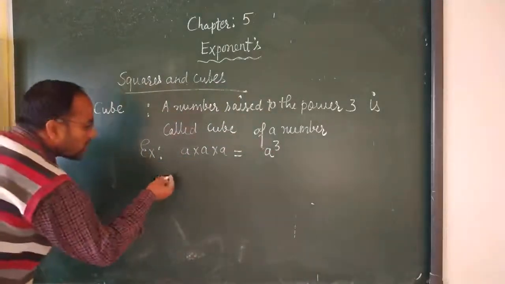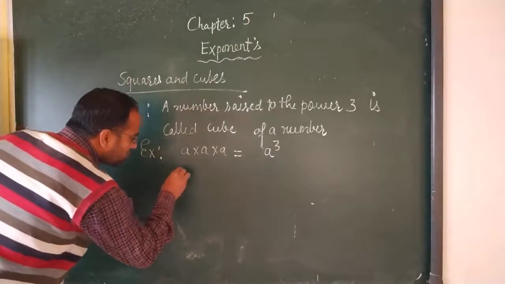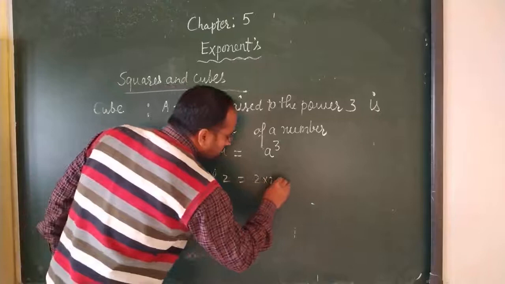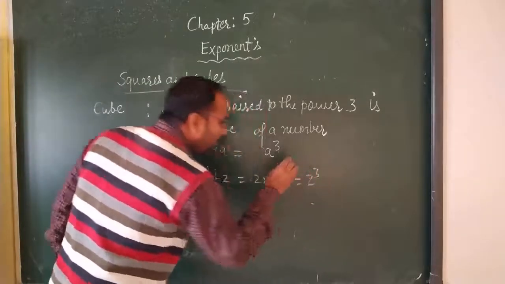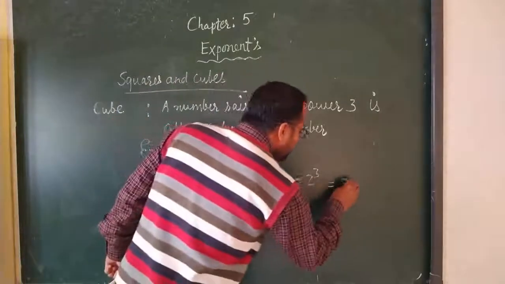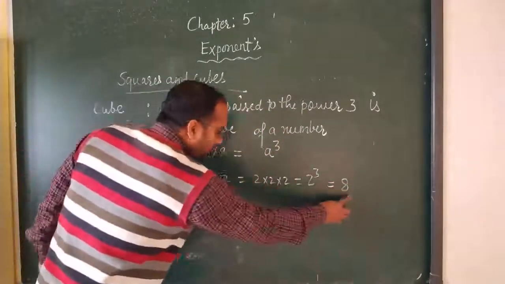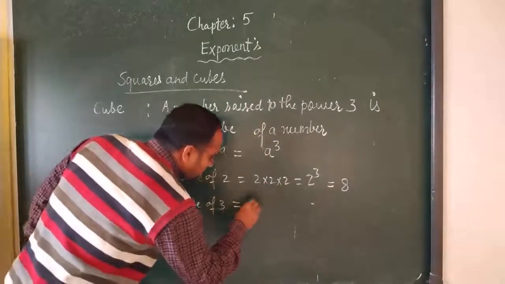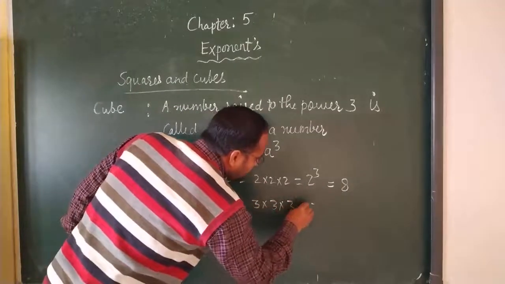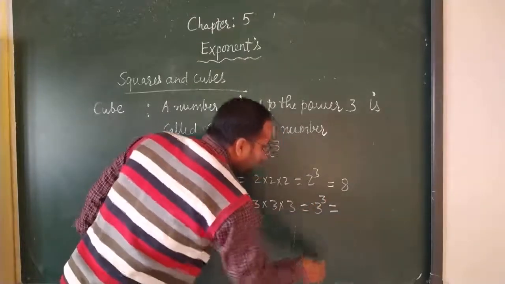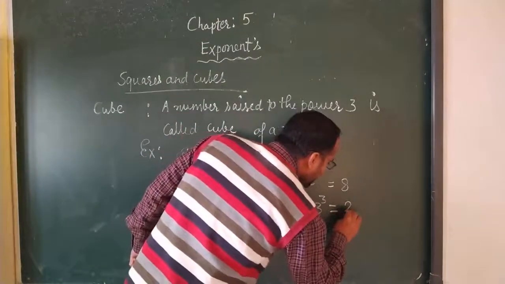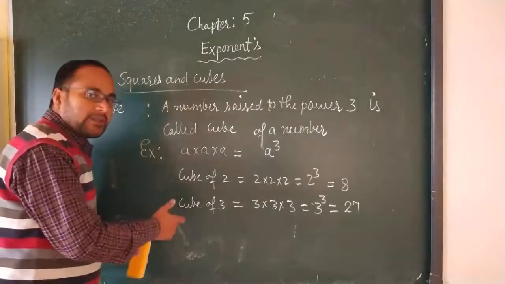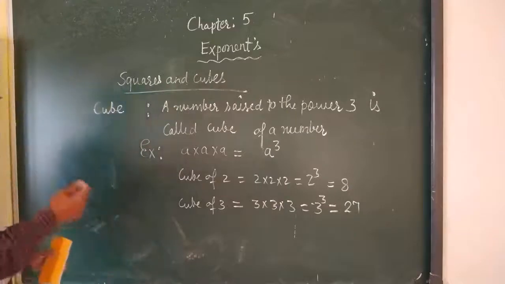Okay students, so cube of 2: 2 is multiplied 3 times. So you will get 2 to the power 3 and its value is 8. So cube of 2 is 8. Cube of 3: 3 is multiplied 3 times. So you will get 3 to the power 3, and that is 3 3s are 9, 9 3s are 27, students, and so on. So you can find the square of any number and the cube of any number.